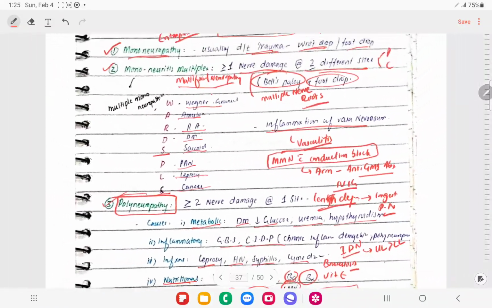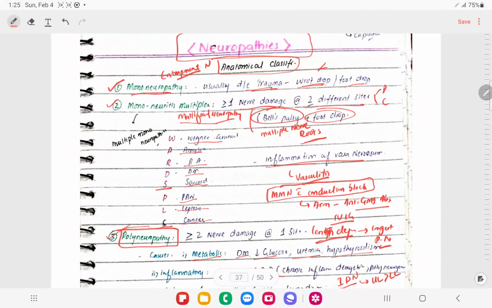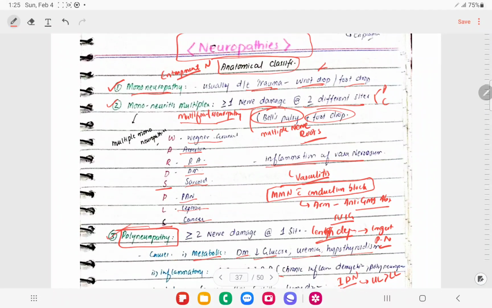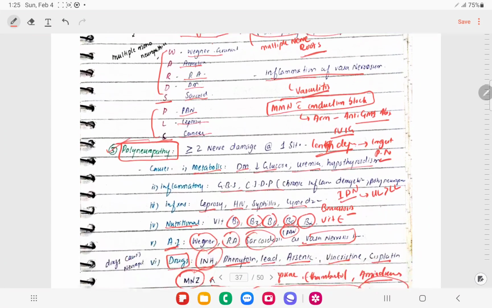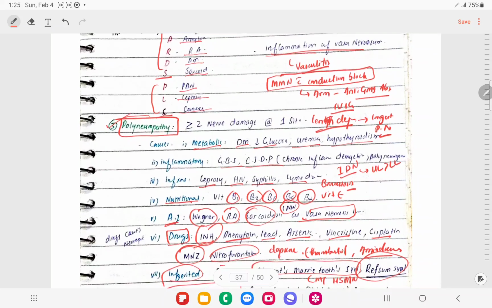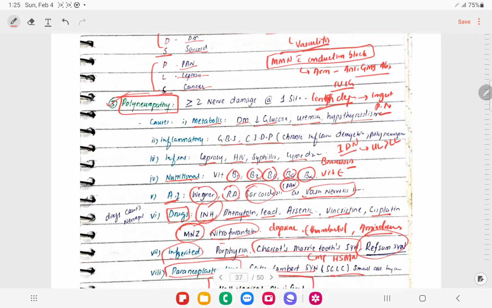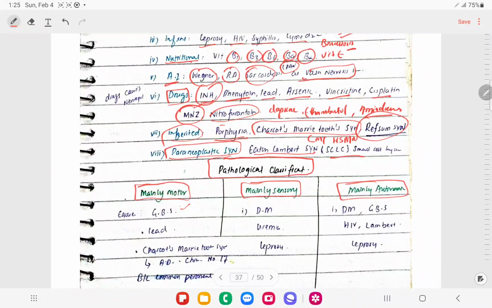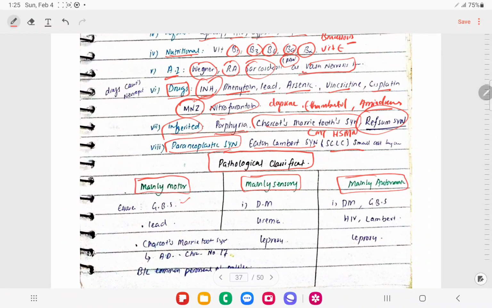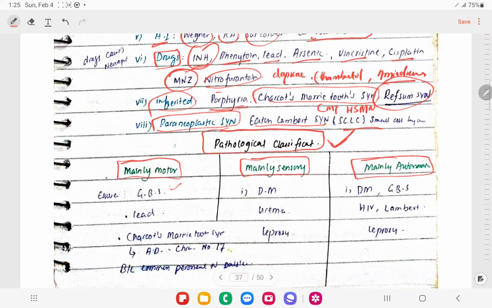So I have talked about the mononeuropathy. Usually the cause is trauma or entrapment. The second one is the mononeuritis multiplex. The mnemonic is Ward's place, right? So in the polyneuropathy, we have the inflammatory cause, metabolic cause, infections, nutritional deficiencies, autoimmune, drugs, and inherited and paraneoplastic syndromes, right? So let's talk about pathological classifications right now.